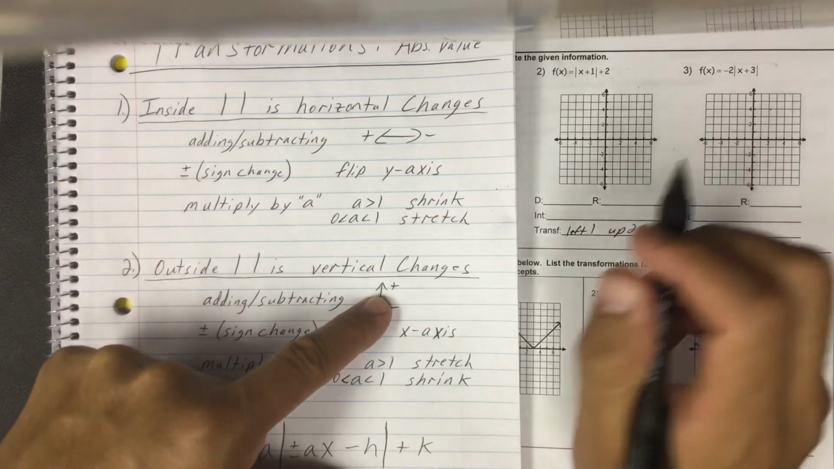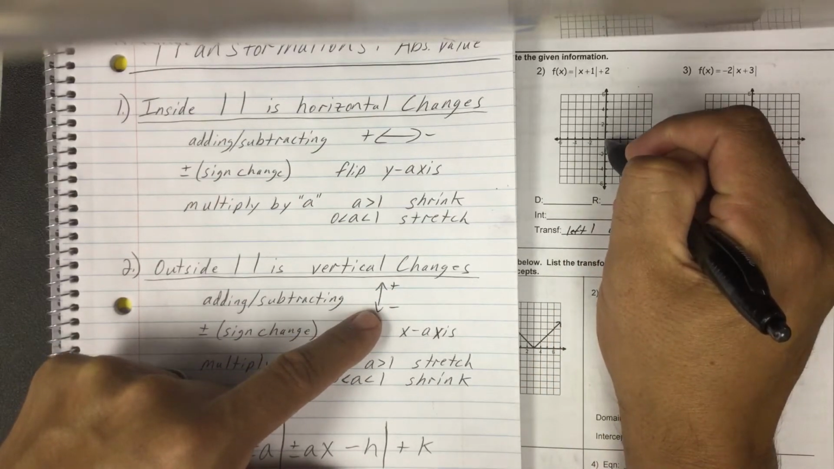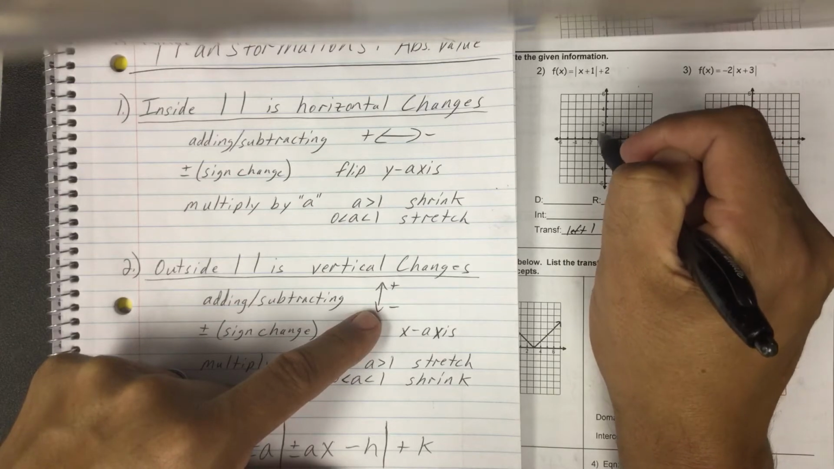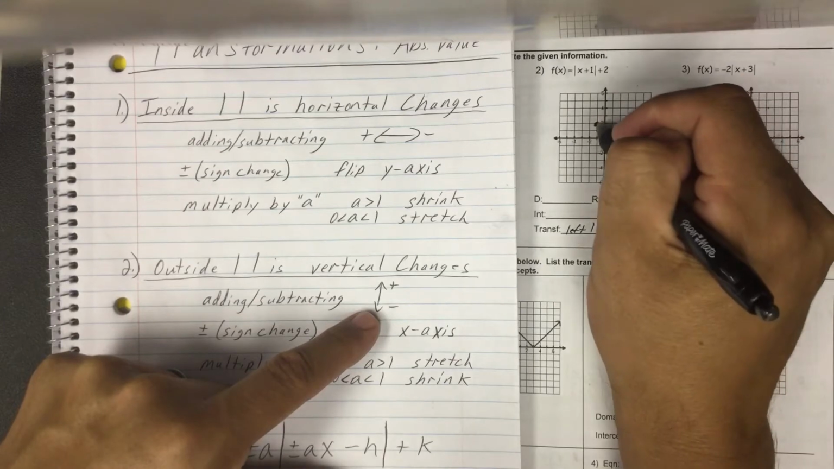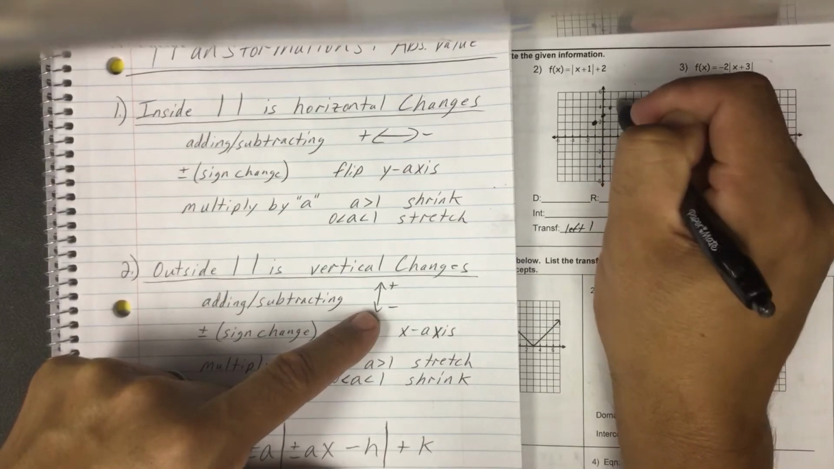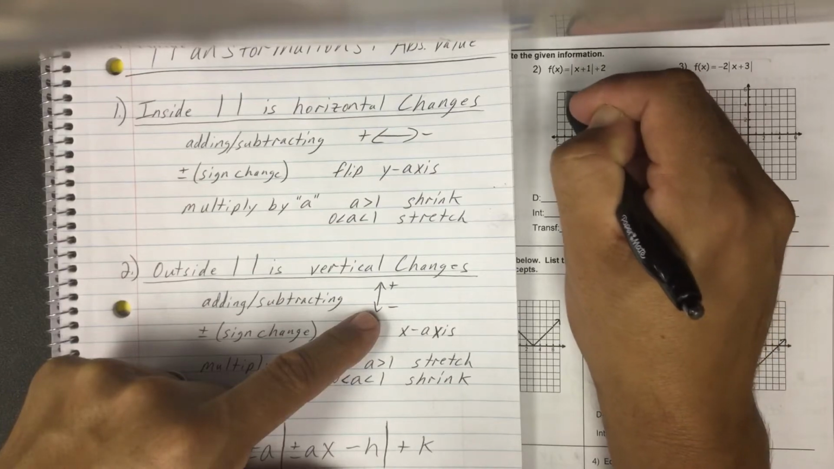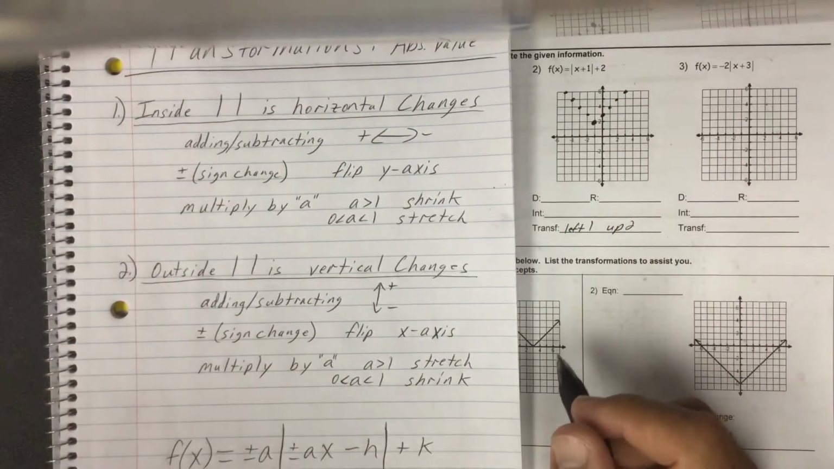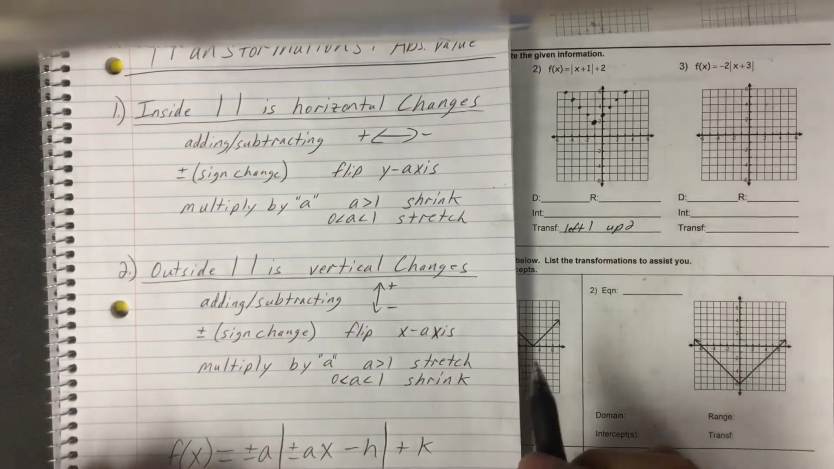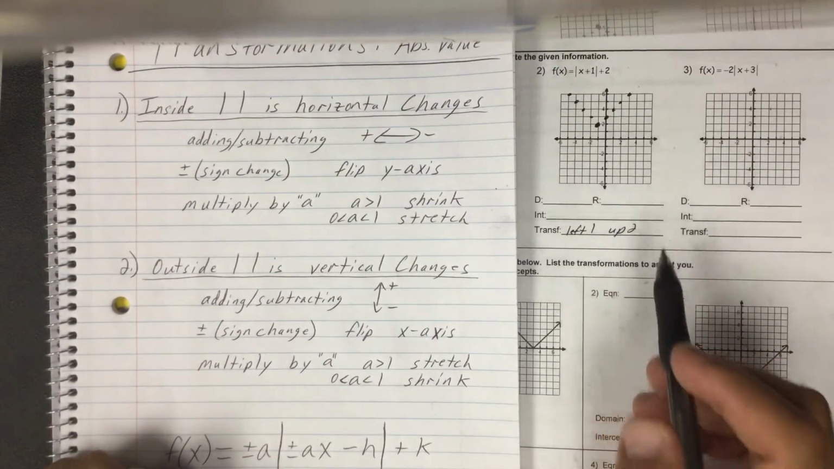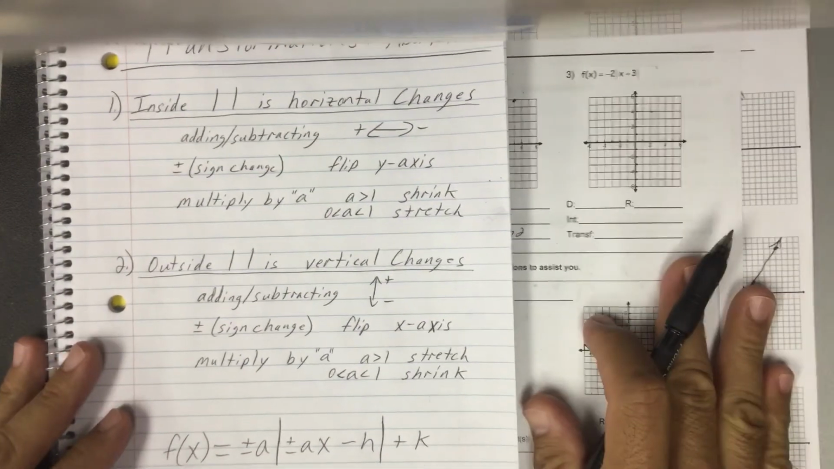So this is the same typical V that we normally get. But now instead of starting here, it moves left 1, up 2. It didn't stretch or shrink, so it's going to always be 1 by 1. And I'm done. Like, it didn't stretch or shrink. And you can find the domain and range, the intercepts. Like I already labeled it. There's only 1. Look at 3.